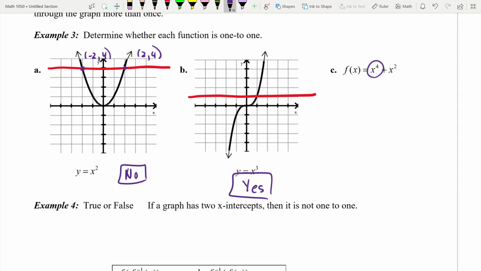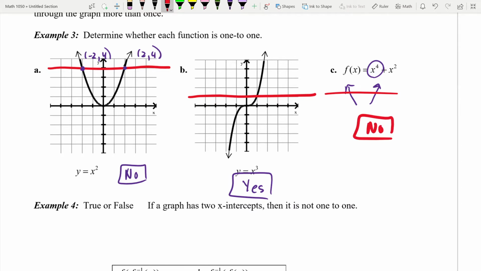Because it's the biggest. So it's even, so I know it's going to take the shape of a parabola. It's a positive, so I know it's going to open up. So it's going to go up, up. And who knows what's going to happen in the middle. There might be some waves or, you know, who knows. The point is, it fails the horizontal line test because I hit it twice. So is this 1 to 1? No, it's not. And I'm done.